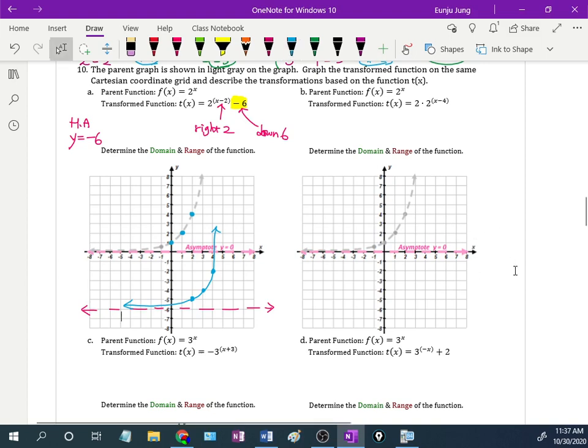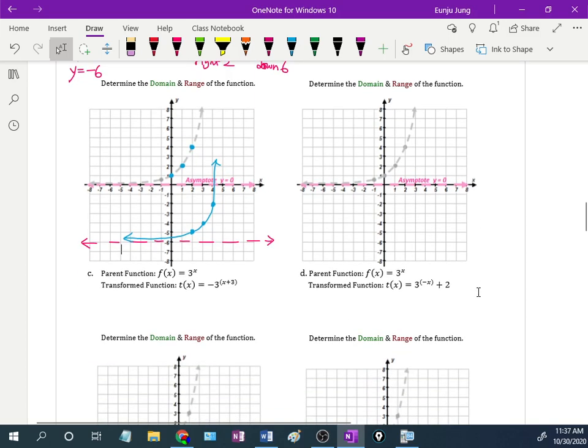Now let's look at T, and then let's identify the transformation rules first, and then let's graph it. What transformation rule happened on T? Let's compare the equation. 3 to the x power is the parent function, and 3 to the -x power plus 2. Up 2, from plus 2, that's right, up 2. So horizontal asymptote is going to be at y equals 2.